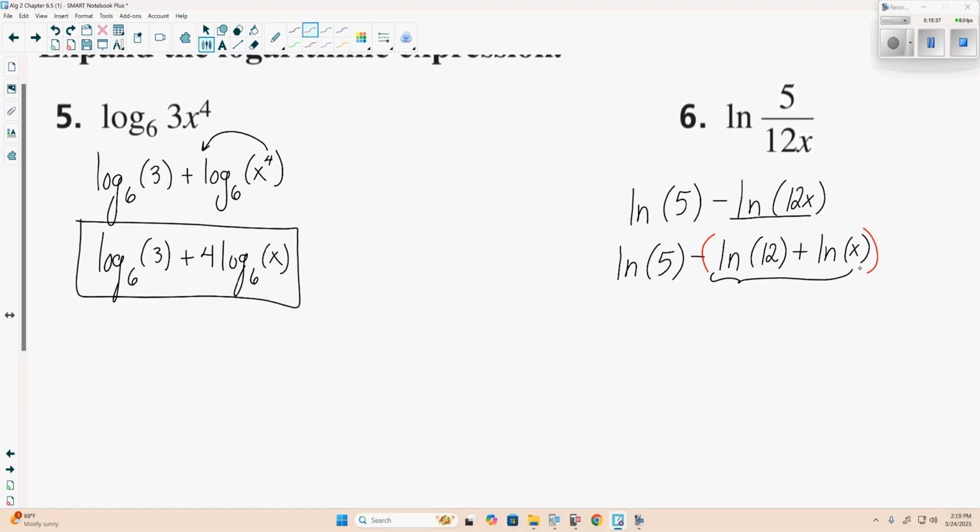That negative is not being applied to just the natural log of 12. It's also being applied to the natural log of x. Both of them are going to have that negative. So we have to put parentheses around it to distribute to both. Because if it's in the bottom of that fraction, both of those logs are going to be negative. Each term in the bottom of the fraction, its log is going to be negative. So we need negative natural log of 12, negative natural log of x. Does that make sense?